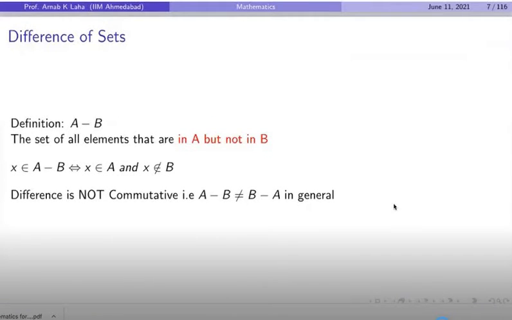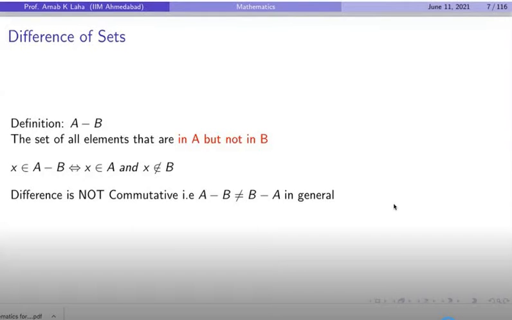The next operation, which is a derived operation, is known as the difference of sets. So we talk about A minus B or B minus A. The set A minus B consists of all elements that are in A but not in B. Another way of saying it is that X belongs to A and X does not belong to B. Now I make an assertion here that the difference operation is not commutative. That is, A minus B is not equal to B minus A in general.